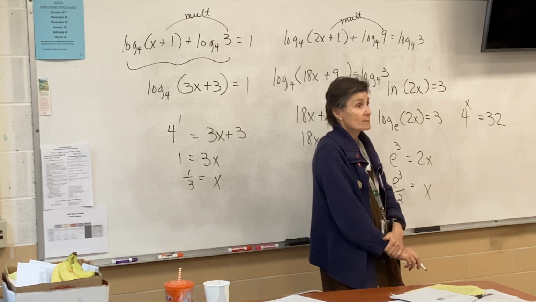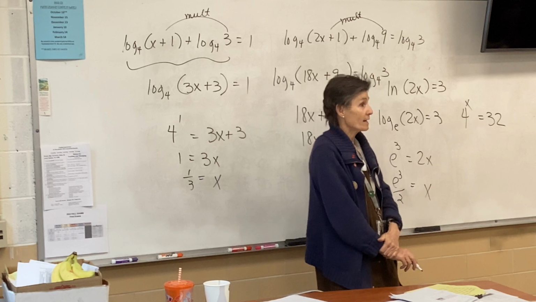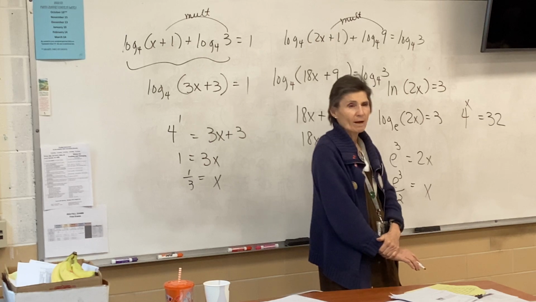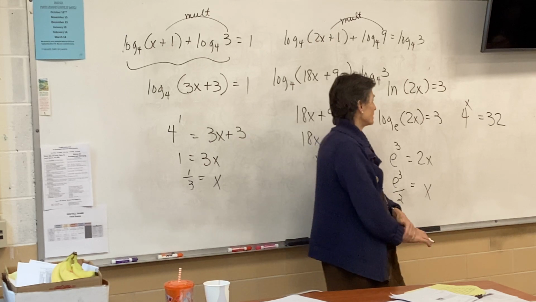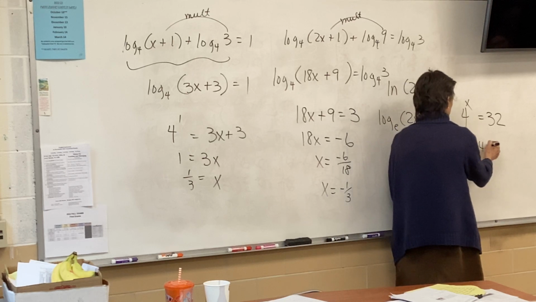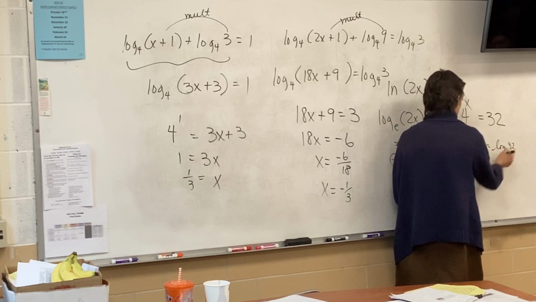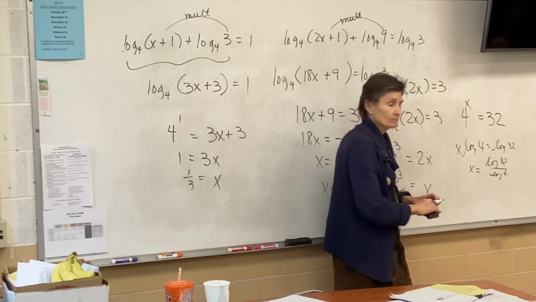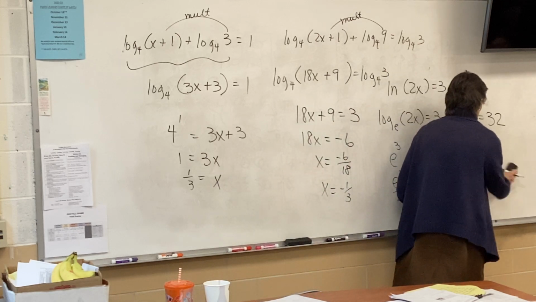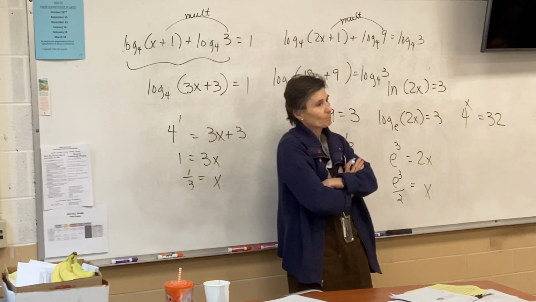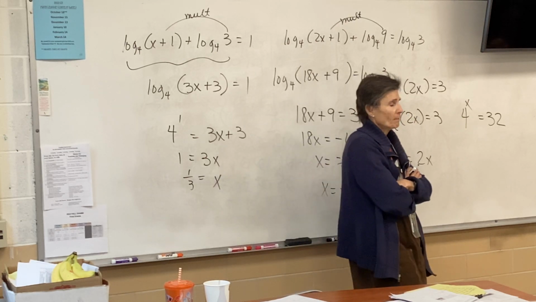Now, Scout says I could take the logarithm of both sides, and that would work out fine, except I don't have a calculator. So if I logged both sides, Scout, I would have x log 4 equal log 32, and my answer would be log 32 over log 4, which without a calculator, I can't do. So this is a no calculator problem, and I'm kind of surprised that you haven't picked up on this.